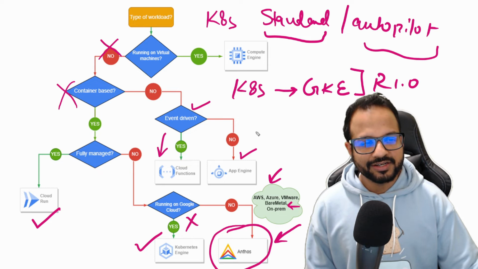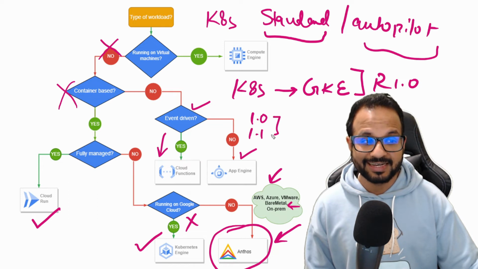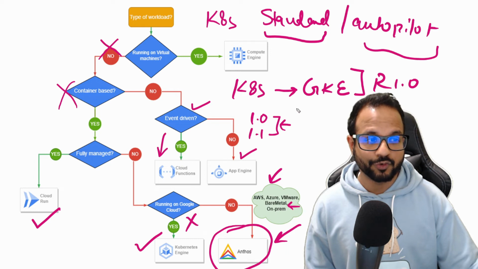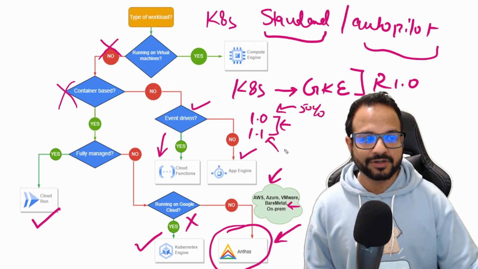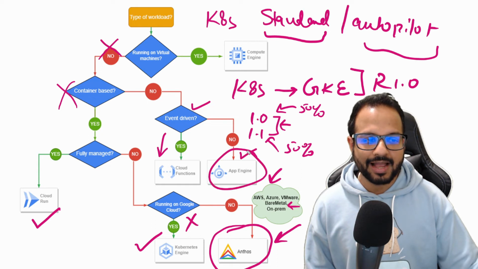With App Engine, there is one more benefit of using it. If you are using this service, you can have multiple versions of an application running. Let's say you have 1.0 and 1.1 running at the same time, and you can split the traffic between those two versions. Let's say you want 50% of the users to access the older version and 50% to access the newer version, like a canary deployment. So in that case, you can use App Engine as well.